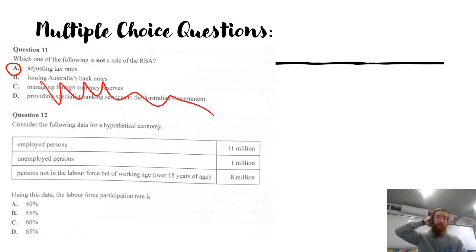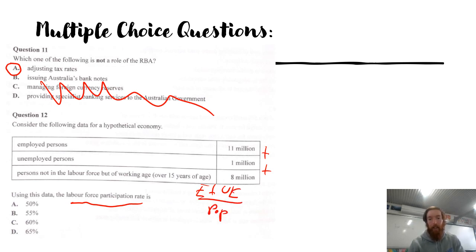Another tricky one, VCAA trying to get you to do a little bit more complicated math this year. So we've got the following hypothetical economy: employed persons, unemployed persons, persons not in the labour force but of working age, 15 years and older. What they're expecting you to do is add these together to get the population, because we want to work out the labour force participation rate, which is the employed plus unemployed people over the population over 15. So we end up getting 11 plus 1 over 20, because that's all of them added together. That's 12 over 20. If we break that down, that's 6 over 10. That's 60%. C ends up being your answer.